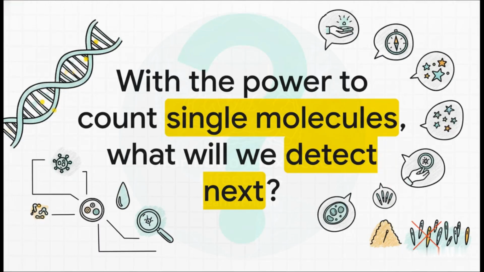And that really brings us to the big, exciting final question. We now have a tool that lets us literally count single molecules of our own genetic code. I mean, that opens up an entirely new frontier for medicine, for research, for everything. The question isn't, can we find the needle in the haystack anymore? We know we can. The real question now is, what other needles are out there that we should start looking for? With this kind of power, what are we going to be able to detect next?